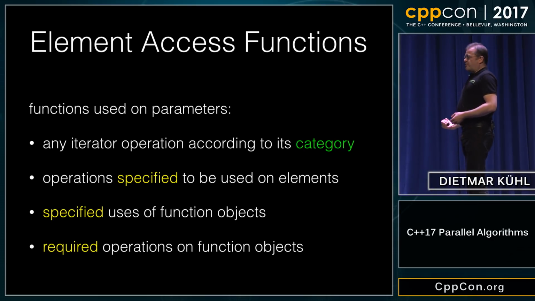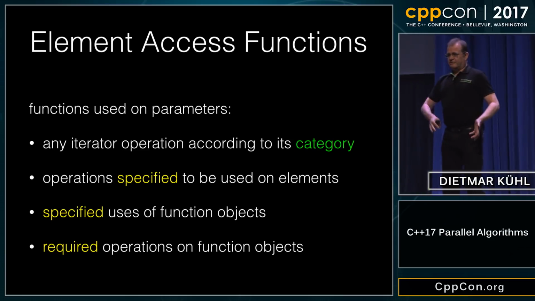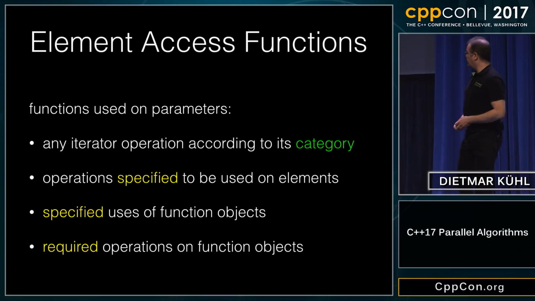To talk about the constraints, it's important to understand what an element access function is. It's a new term introduced with the parallel algorithms. An element access function is any function which is passed in as a parameter and is specified by the algorithm, or by the standard, to be used in the algorithm for some purpose. Typical element access functions are the operations on iterators being passed in, function calls, or any operation on function objects being passed in. There may sometimes be other element access functions like swap, where the algorithm explicitly says it uses swap, and the constraints for the corresponding execution policy apply to all of the element access functions.